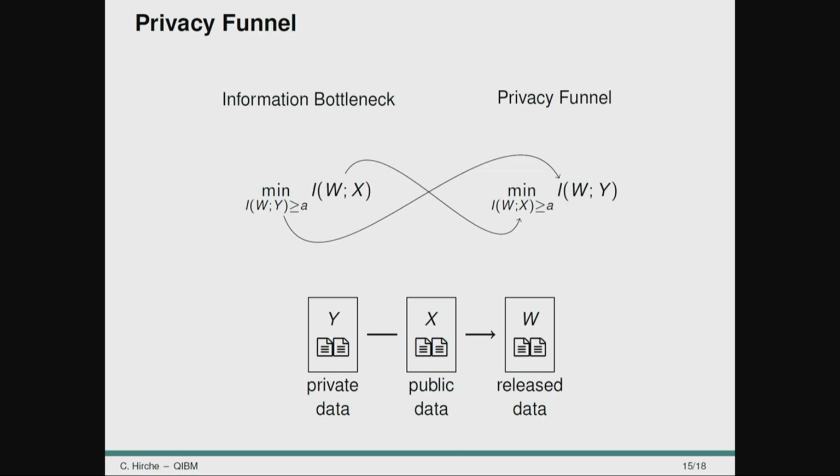And the optimization in the privacy funnel now asks the question, can I minimize the correlation of my release data with my private data while maximizing the information it has about my public data? And clearly it's a very related concept, and it has some applications in classical information theory, but it does not have an operational interpretation. And so we were trying to see if we can use the program we developed with the information bottleneck to apply it also to the privacy funnel.